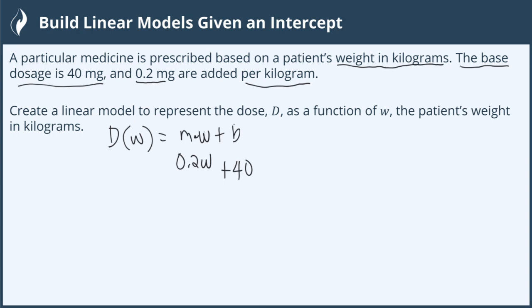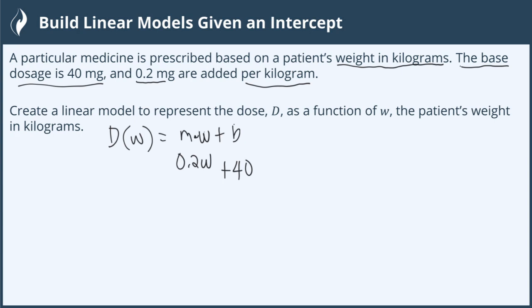Okay, so then, it says create a linear model to represent the dose, D. D is the variable we use to represent dose as a function of W. Okay, and so that's what this D of W is. Now W is the patient's weight in kilograms. Okay, so D of W equals something times the weight plus the base. And so it gives us that the base is 40 milligrams, so that's what that is.